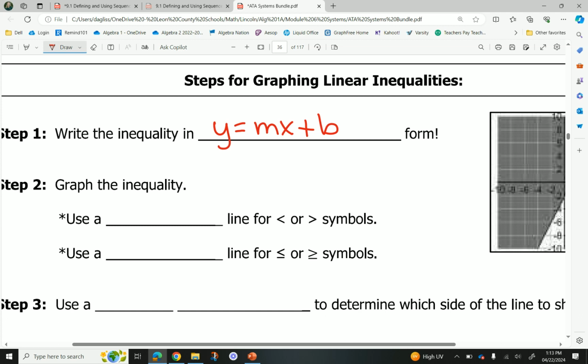If I have a less than or a greater than symbol, we are going to use a dotted or dashed line, however you want to do it. I'm going to say dashed. We're going to use a dashed line when I graph it on my grid. And if it's equal to, we're going to use a solid line. So we would be either dashed up or dashed down, or solid up or solid down, depending on what the equation was. Obviously, a negative slope would fall down, and a positive slope, we're going to go up.